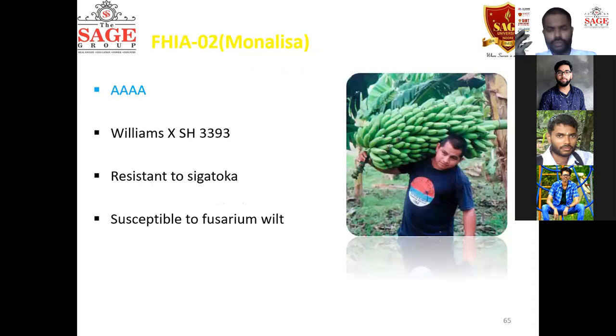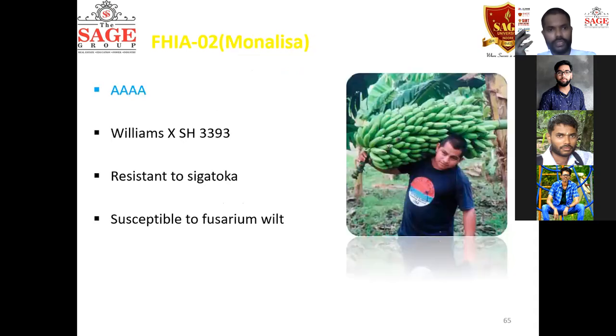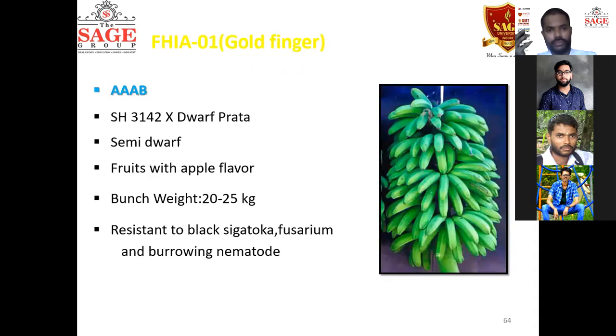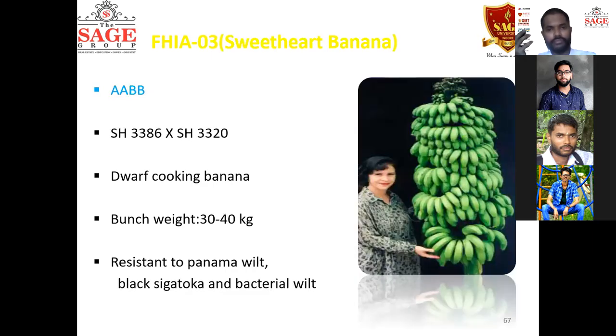FHIA-2, this is also called Mona Lisa. Here these characters are given. This is also a hybrid, semi-dwarf, and resistant to Sigatoka. This is FHIA-20, AAAB. This is a French plantain type, resistant to Panama wilt as well as Sigatoka.